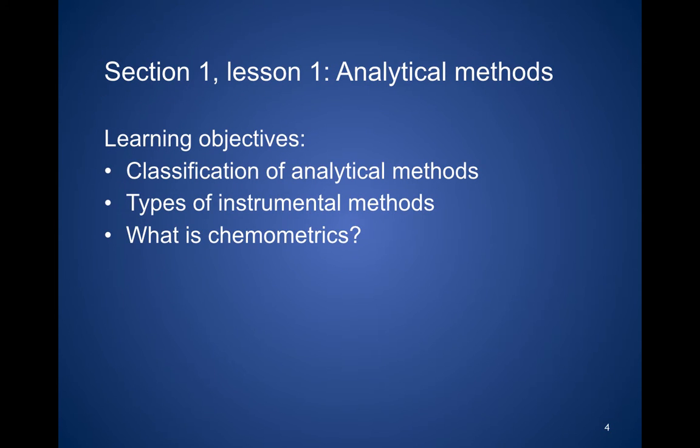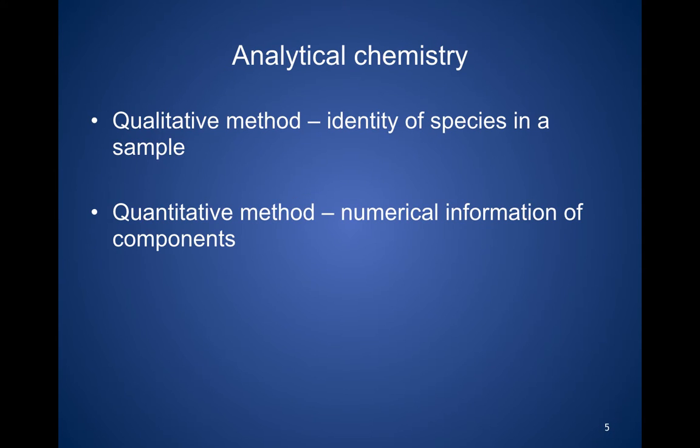So with that, we want to know, why do we need to learn this? What are we really interested in learning? So the learning objectives would be, we would want to know the classification of analytical methods, the different types of instrumental methods, and later on, chemometrics. So in analytical chemistry, that is simply the chemistry that involves analysis of species or analytes. It can either be classified as qualitative or quantitative. In qualitative, we would want to know, what is the identity of the species? What is it? What is the species involved? And also, if it's more of a number, then it's a quantitative method.